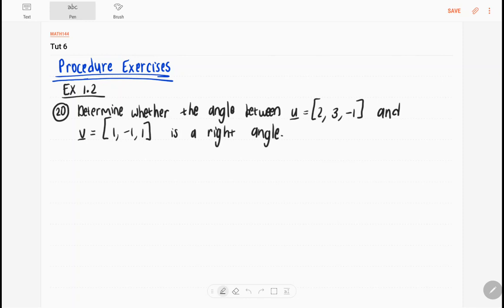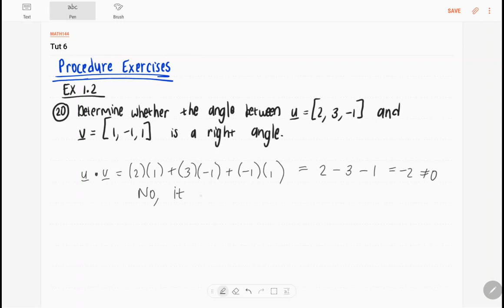All we have to do to know whether it's a right angle is we have to know whether U and V are orthogonal, so we have to work out the dot product. If the dot product is 0, then they are orthogonal. So I'm going to say U dot V is going to be 2 multiplied by 1 plus 3 multiplied by minus 1 plus minus 1 multiplied by 1, which is going to give us 2 minus 3 minus 1, which gives us minus 2, which is not 0. So, no, it is not a right angle.